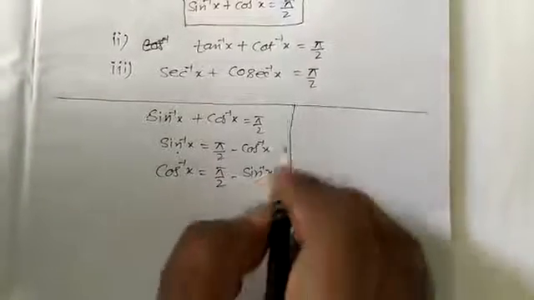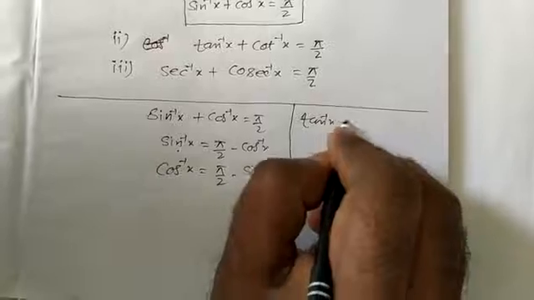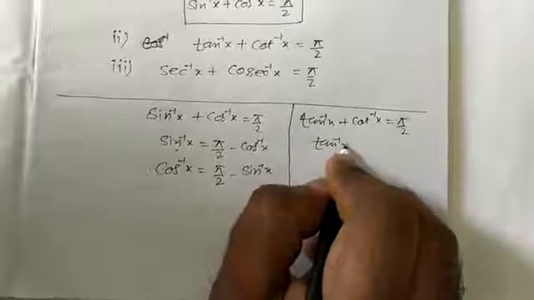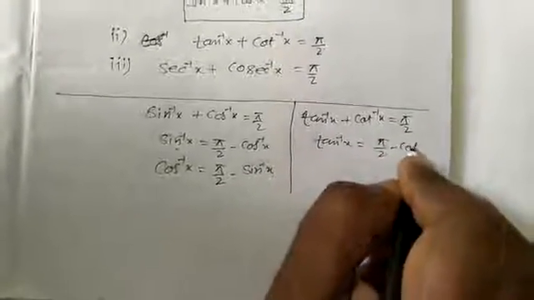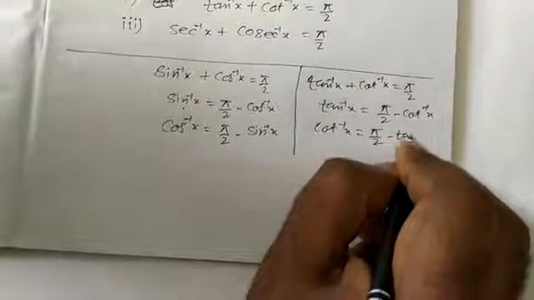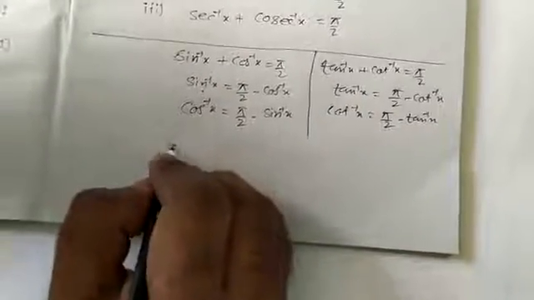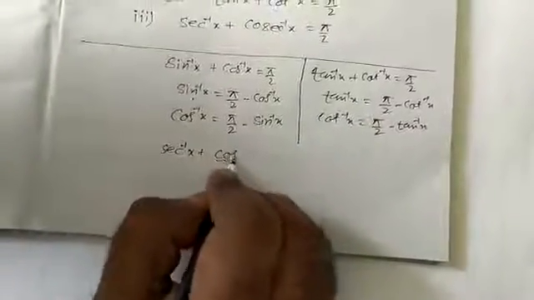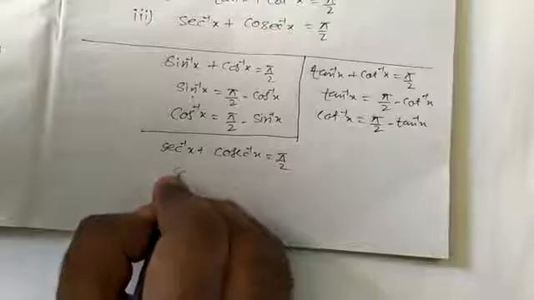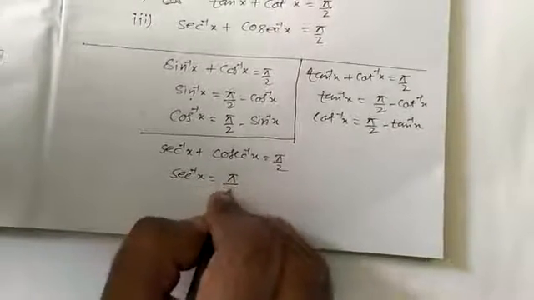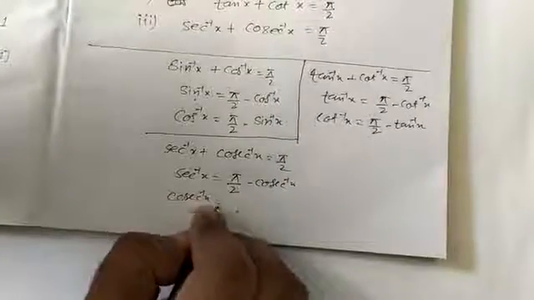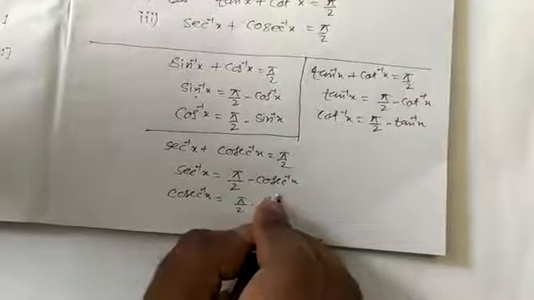For the function tan inverse x plus cot inverse x equals pi by 2, you can write tan inverse x is equal to pi by 2 minus cot inverse x, and cot inverse x is equal to pi by 2 minus tan inverse x. And for the third property, sec inverse x plus cosec inverse x equals pi by 2, this will be sec inverse x equals pi by 2 minus cosec inverse x, and cosec inverse x equals pi by 2 minus sec inverse x.